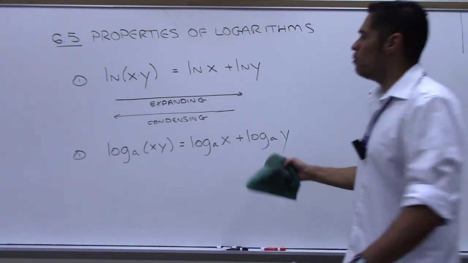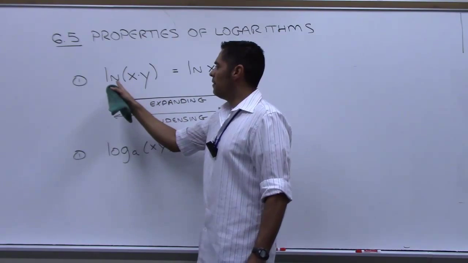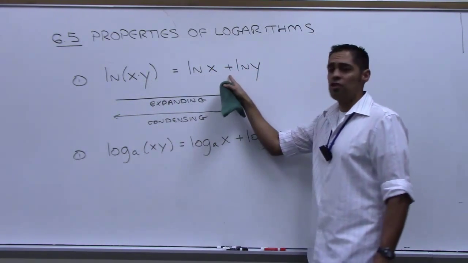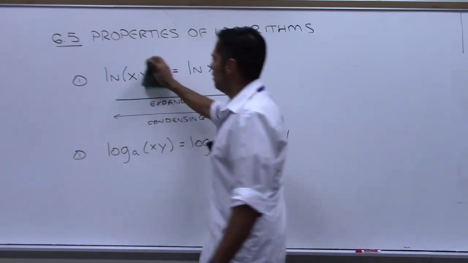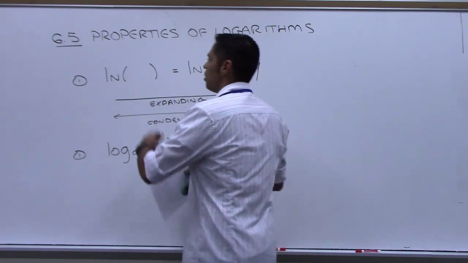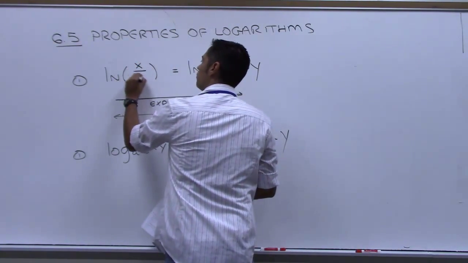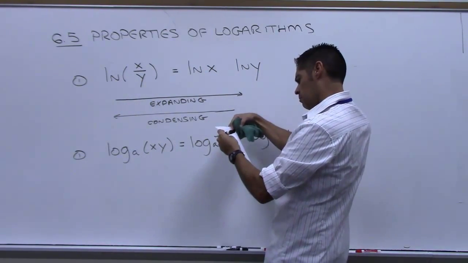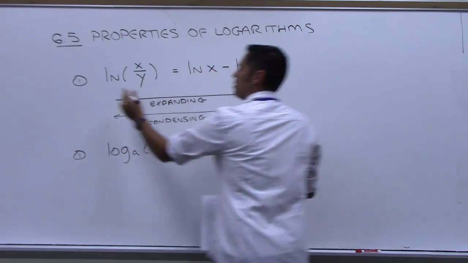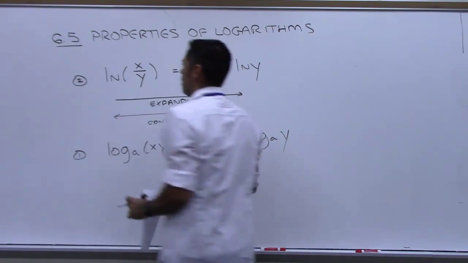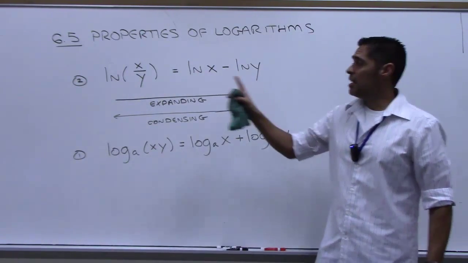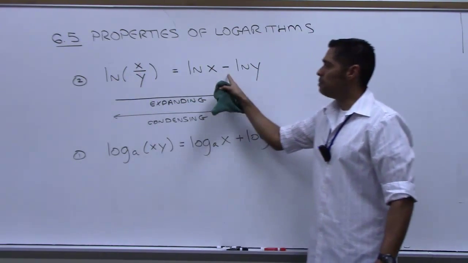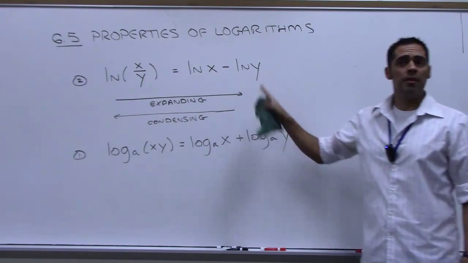Now, if property 1 says that if you have a single log with multiplication inside you can turn it into 2 logs with addition, then what do you think division inside of a log turns into? Subtraction. And this is property 2, right? So again, single log, division inside, can split into 2 logs with subtraction between the 2.